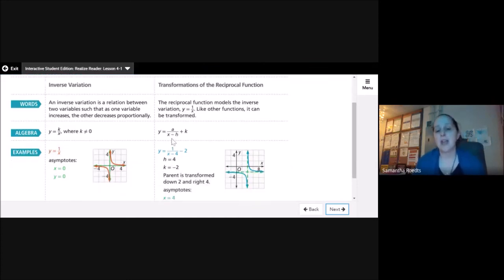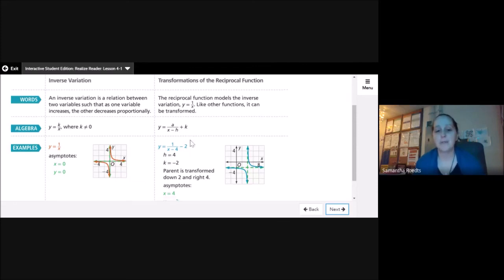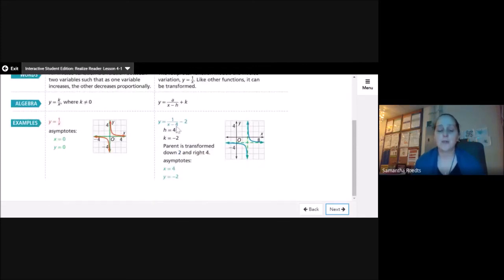I have y equals a over x minus h plus k. So if I do minus 4 on the bottom and minus 2, that tells me I'm going over to the right 4 and down 2. Remember, it's the opposite sign. The parent is transformed down 2 and right 4. Asymptotes are x equals 4, which is right here, and y equals negative 2. And that is the end of Unit 4, Lesson 1.